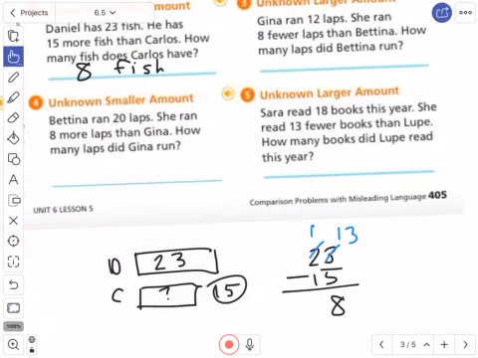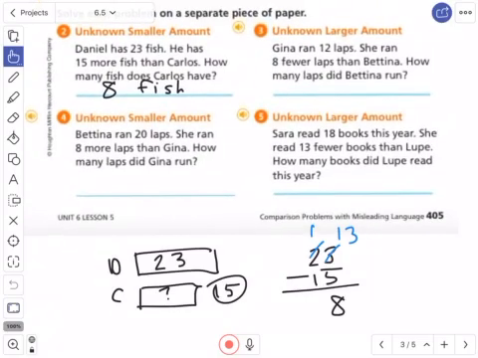Okay, I'm going to read you these other 3 problems, and then you get to solve them. Unknown larger amount. Gina ran 12 laps. She ran 8 fewer laps than Bettina. How many laps did Bettina run? So Gina ran 12. She ran 8 fewer than Bettina. So who did more? Gina or Bettina?